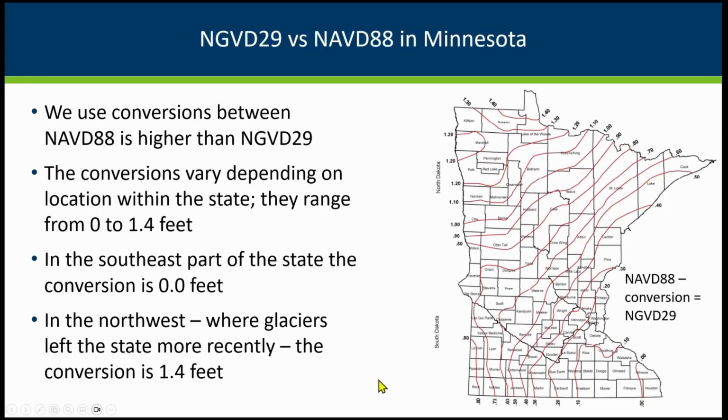And be aware that in Minnesota, the difference between NGVD 29 and NAVD 88 can range from 0 in the southeast corner of the state to 1.4 feet in some areas in the northwest part of the state where the glaciers left more recently and the land is actually still rebounding from those glaciers leaving the area.